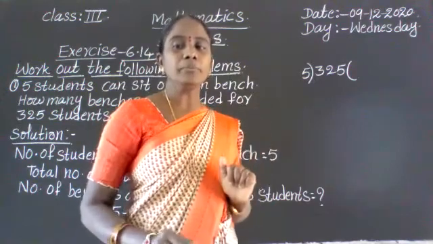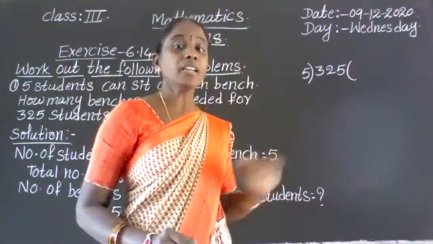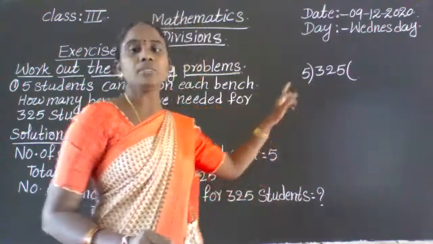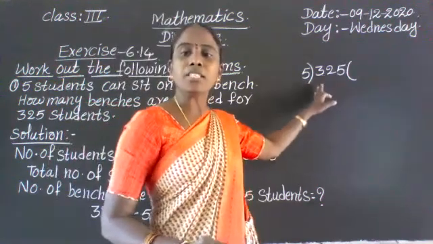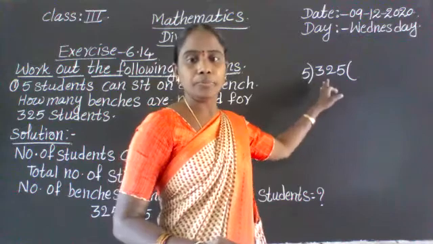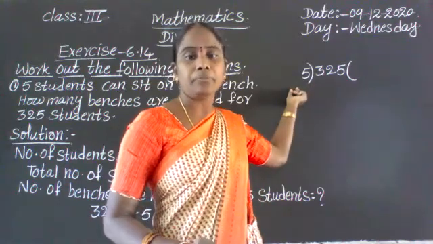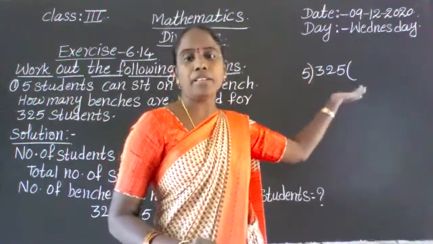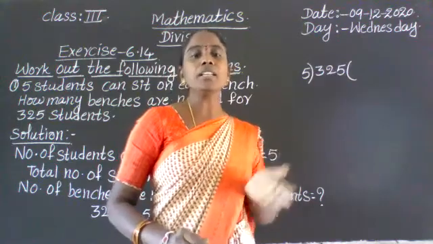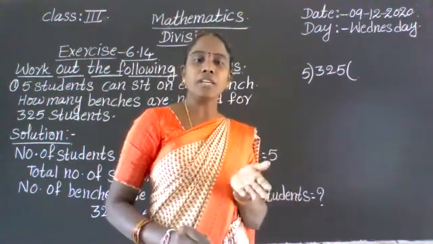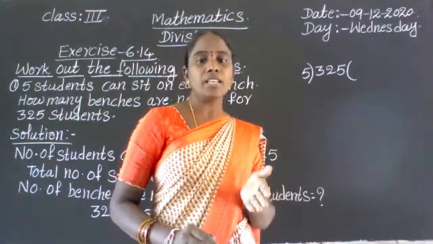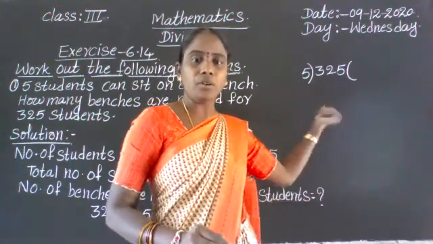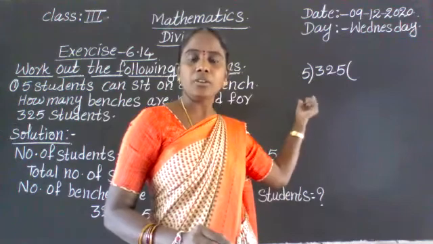So what do we do, children? We have to take a 2-digit number. Here the 2-digit number is 32. 32 divided by 5. In the 5 table, where will 32 come? 5 ones are 5, 5 twos are 10, 5 threes are 15, 5 fours are 20, 5 fives are 25, 5 sixes are 30, 5 sevens are 35. But 32 is not there in the 5 table, so we cannot do it. What do we do?